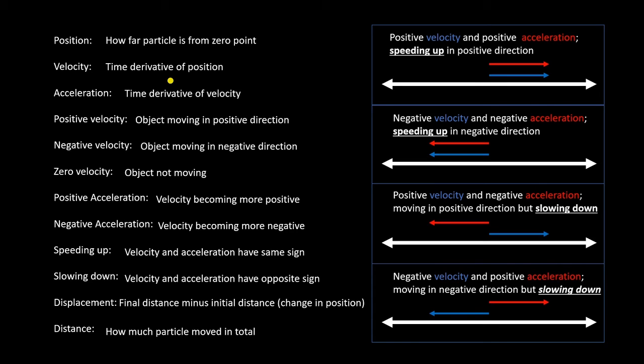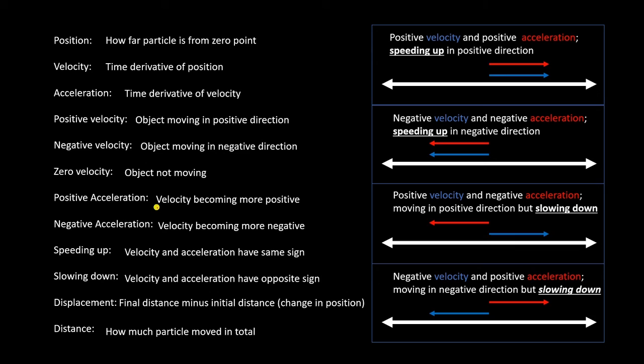Position is how far it is from a certain 0 point. Velocity is the time derivative of position, and acceleration is the time derivative of velocity. When the velocity is positive, that means the object is moving in the positive direction. When it is negative, the object is moving in the negative direction. When it is 0, the object is not moving at all.